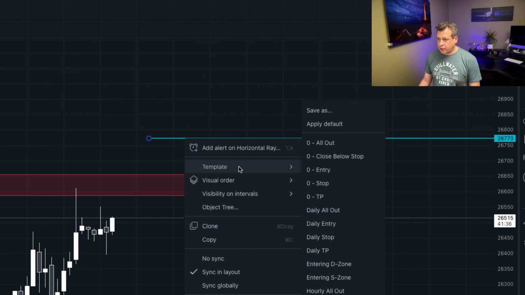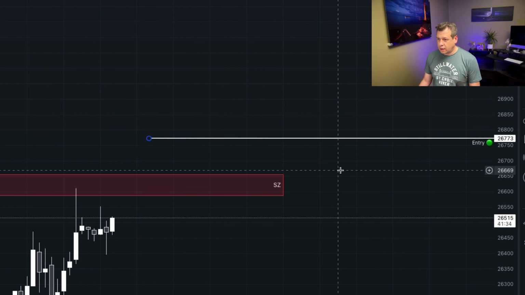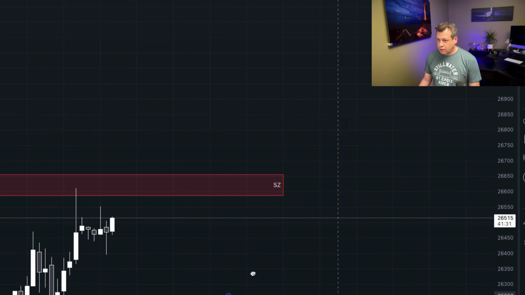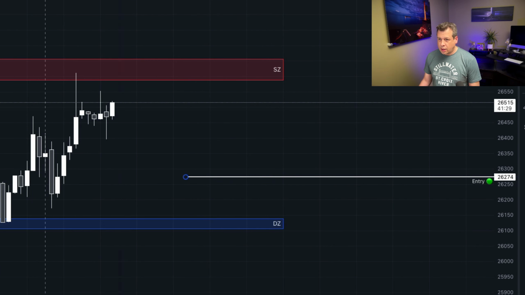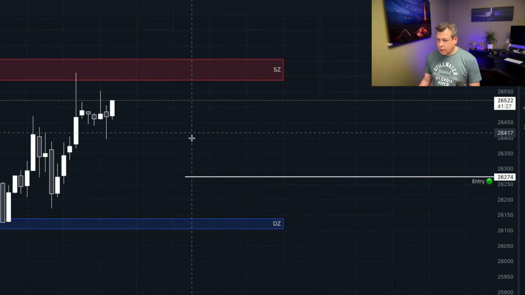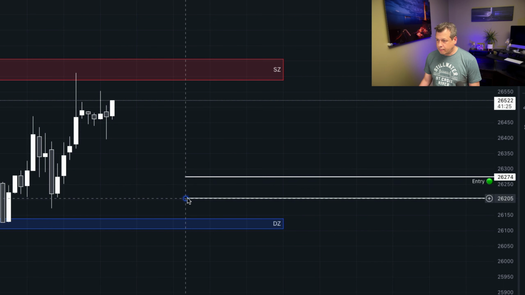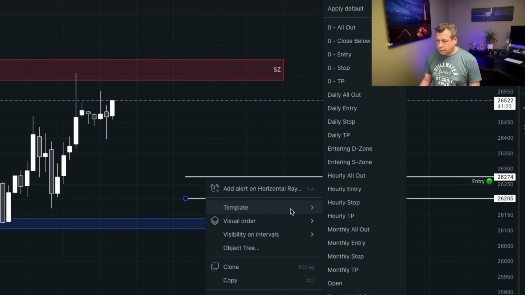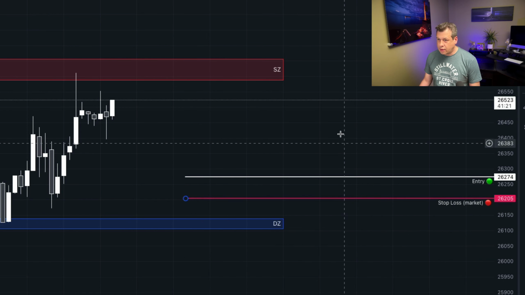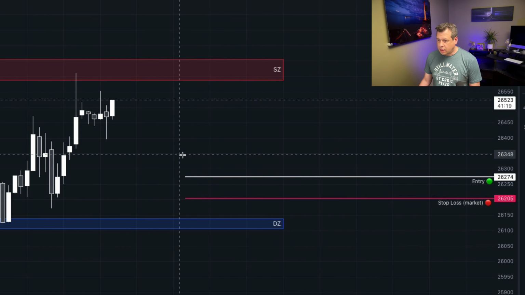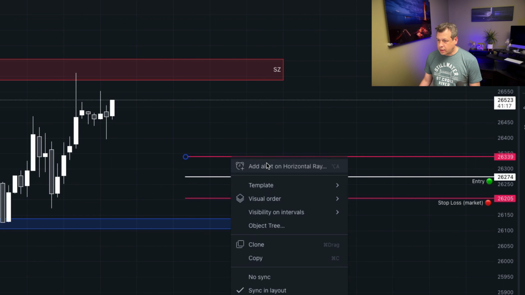And I have a bunch of templates set up for this, so I'm going to make it a line for my entry. And I'll just put them over here for now. I'm going to make another line for my stop, and I'm going to use my stop template for that. And I'm going to make another line for my take profit.